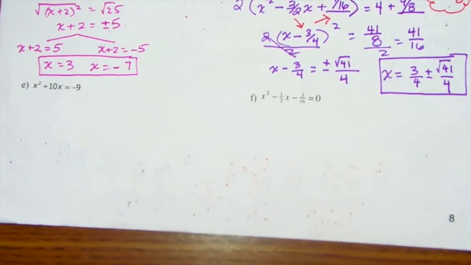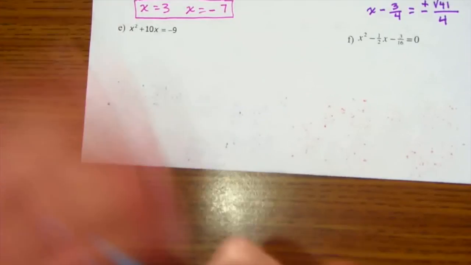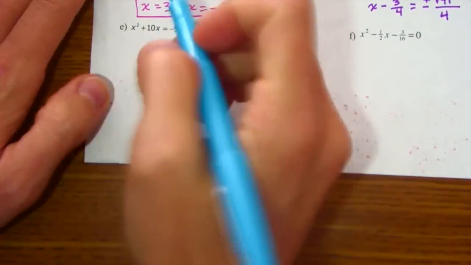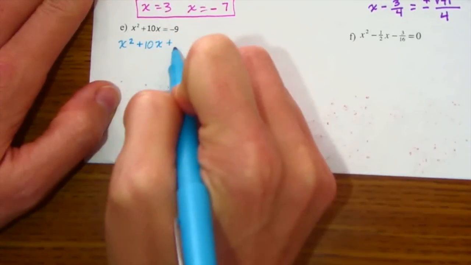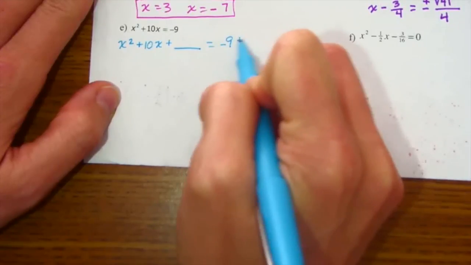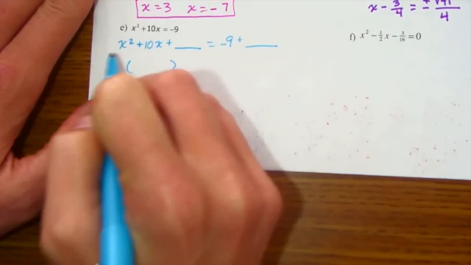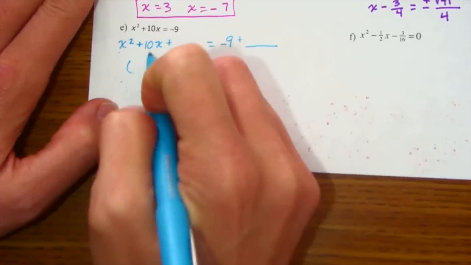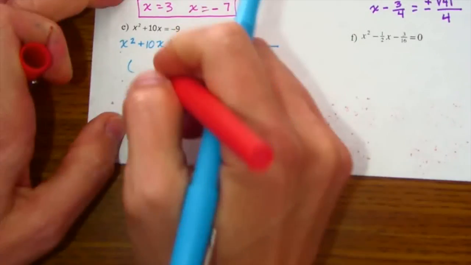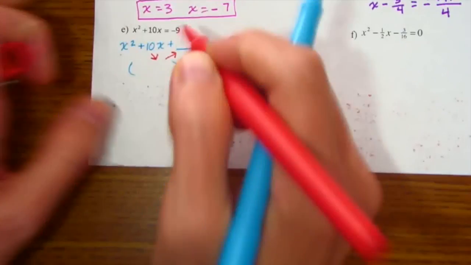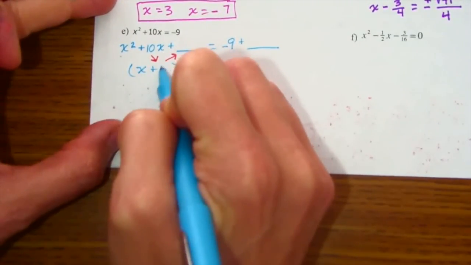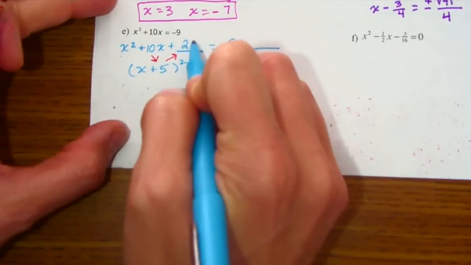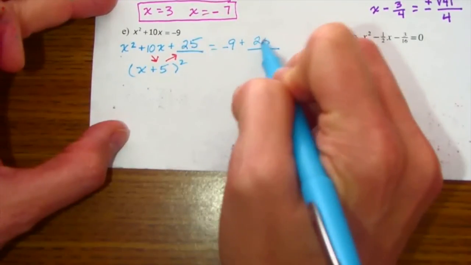All right, so let's go ahead and go on to E. For E, it's already set up nicely for us. So we have x squared plus 10x plus space equals negative 9 plus a space. The leading coefficient is 1, so I can go ahead and already jump to taking half the middle term and squaring it. Half of positive 10 is a positive 5. 5 squared is 25, so we're adding that to both sides.